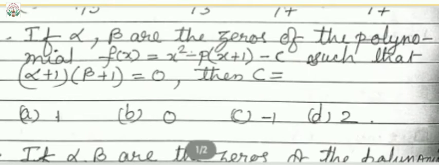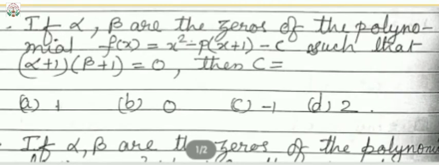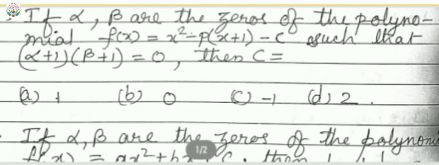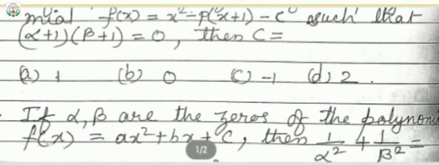So now in this particular condition, alpha plus 1 into beta plus 1, you just multiply and see, you will get alpha beta plus alpha plus beta plus 1 equals 0. Now put here the values of alpha plus beta and alpha into beta. Okay, and then find the value of c. You will get the value of c as what? Out of the four options, check which answer of c you get.